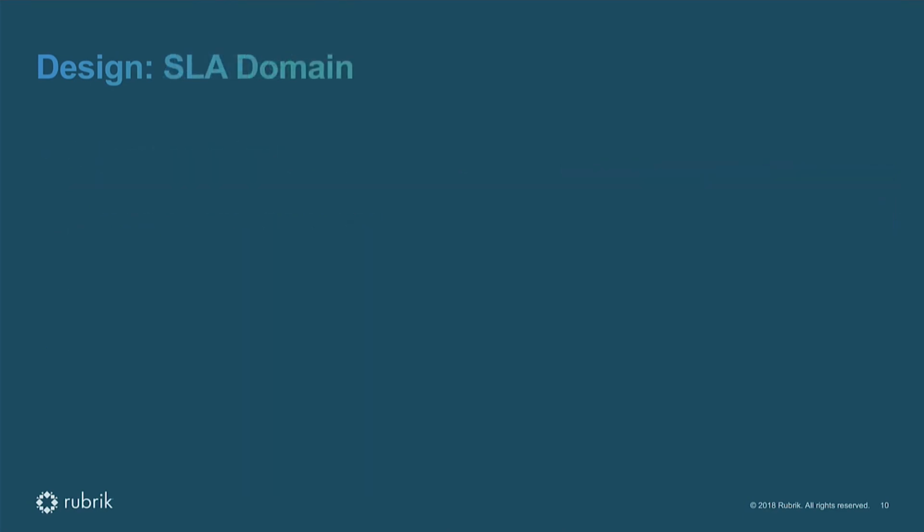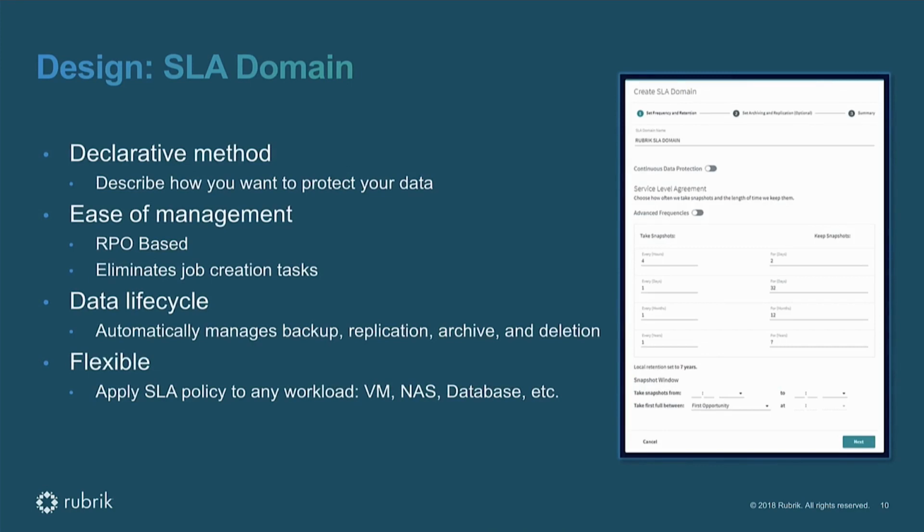Another key design principle is our SLA domain policy engine. So what this does is it uses a declarative method, and this allows the administrator to simply describe how they want workloads to be protected and establish the RPO and the data lifecycle. So from here, the software automates the generation, delegation, and execution of the prescribed task. So what it means is our customers don't have to worry about scheduling the backup, replication, archival, or data management jobs. So once we get this SLA created, it can be applied to any workload. These could be virtual machines, NAS data stores, or databases like SQL and Oracle.